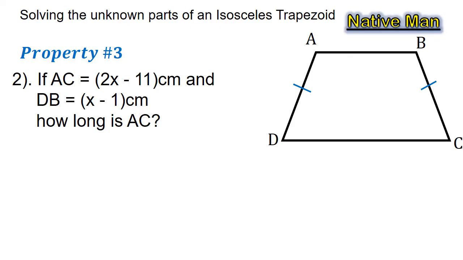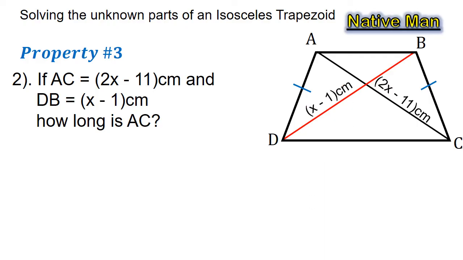Okay, so for question number 2, if AC is equal to 2x minus 11 cm and DB is equal to x minus 1 cm, how long is AC? So, ilapat po natin. So, AC is 2x minus 11 cm. And DB is equal to x minus 1 cm. So, the diagonals of an isosceles trapezoid are equal or congruent. So, to solve for the measurement of diagonal AC, kailangan makuha po natin muna yung value ng x.